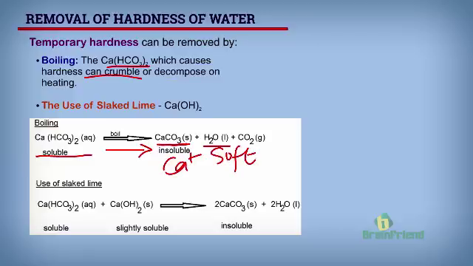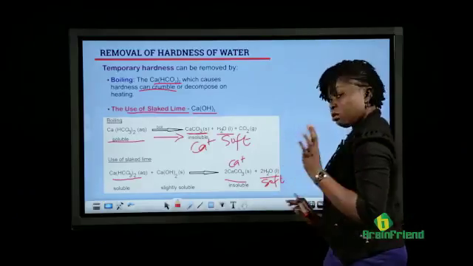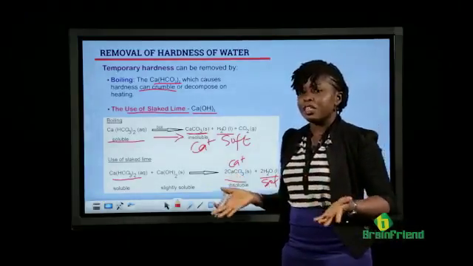Another way that temporary hardness of water can be removed is by the use of slaked lime. And here is the chemical formula for slaked lime. So when slaked lime is introduced to this calcium hydrogen trioxocarbonate (IV), it reacts with it to bring out this calcium ion in the form of calcium trioxocarbonate (IV). And the water produced here is now soft water because this calcium ion has been removed from the water. So these are the two ways that temporary hardness of water can be taken care of.